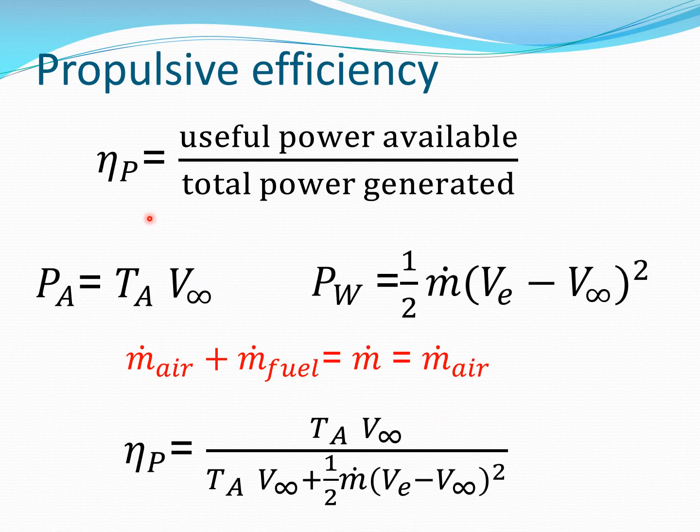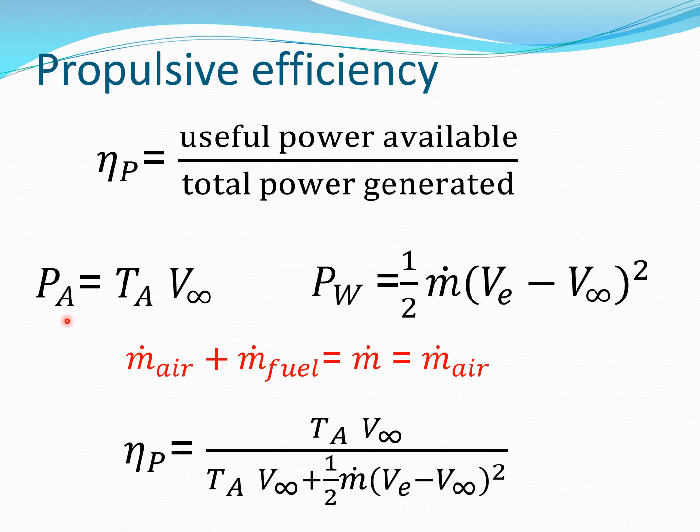So now we'll define the concept of propulsive efficiency, and this essentially means that there is a particular value that we denote by eta subscript P. This is useful power available divided by total power generated. Now of course the useful power is dependent on TA because TA is something we are trying to create for this flight vehicle.